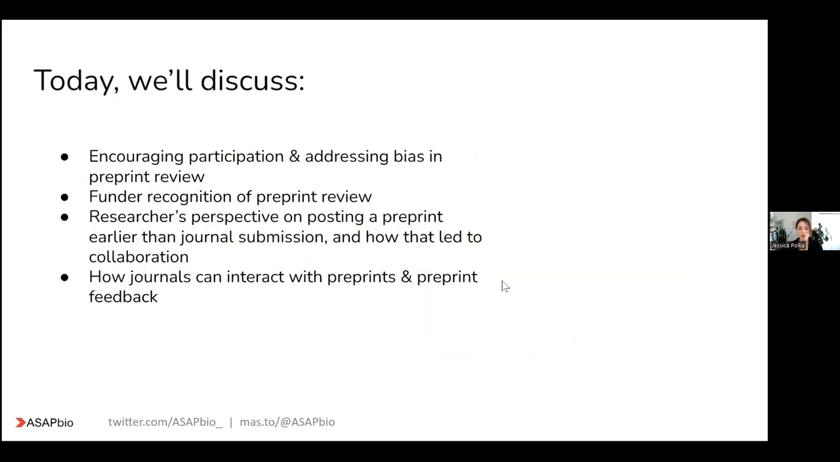So today we're going to be talking about, from the perspective of our four wonderful panelists, how to encourage participation and address bias in preprint review. We're going to talk about funder recognition of preprint review. We're going to hear a researcher's perspective on posting a preprint earlier than journal submission and how that led to collaboration. And finally, we're also going to hear about how journals can interact with preprints and preprint feedback.